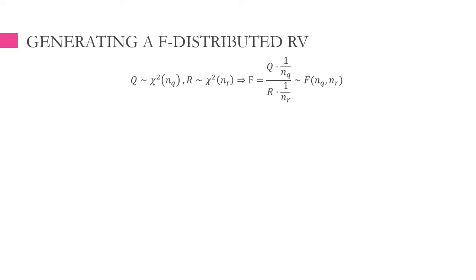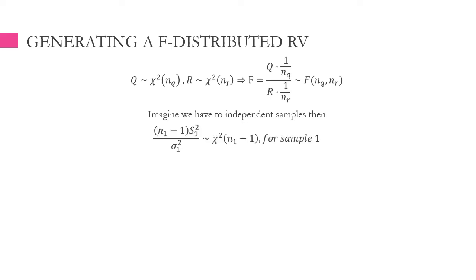Q is chi-squared with n_Q degrees of freedom, R is chi-squared with n_R degrees of freedom, so then F is equal to Q over n_Q divided by R over n_R. It's a lot of divisions and fractions. Like I said, you need to get used to and be comfortable with fractions. That's an F distribution. So imagine we have two independent samples. The reason we need independent samples is because that's how the F distribution is defined.